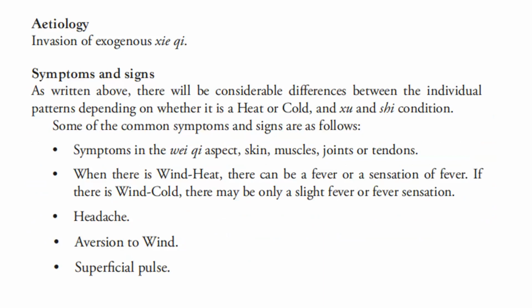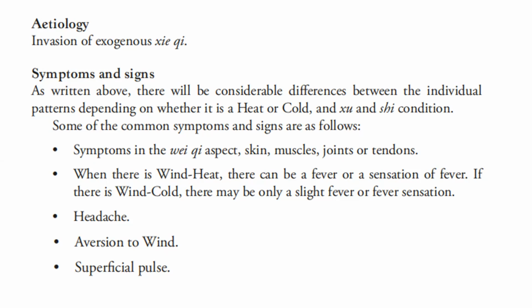Etiology: invasion of exogenous evil qi. Symptoms and signs: as written above, there will be considerable differences between the individual patterns depending on whether it is a heat or cold and deficient or excess condition. Some of the common symptoms and signs are as follows. Symptoms in the wei qi aspect: skin, muscle, joints, or tendons.